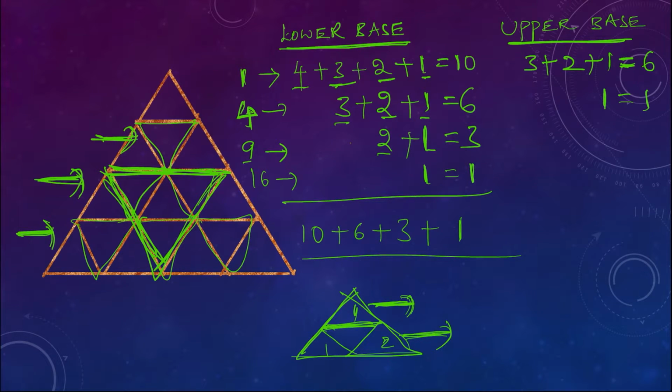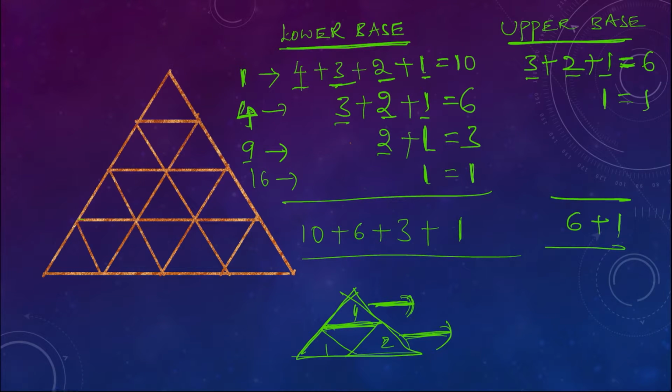If 3 rows are there, upper base smaller triangles, then only we will get 4 smaller triangle combination. So that's why we are getting 6 plus 1 here, 6 plus 1 here. So what is the short trick here? So many areas maybe you have seen that.